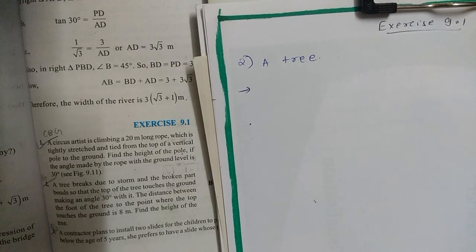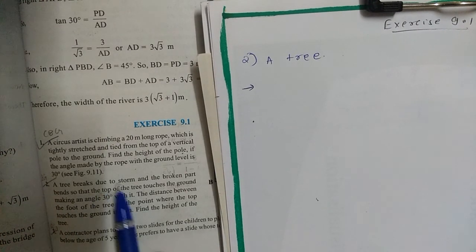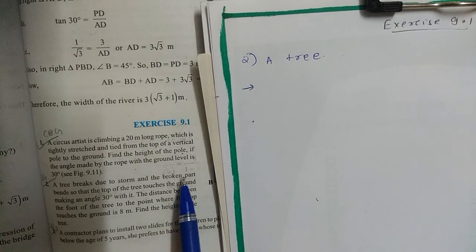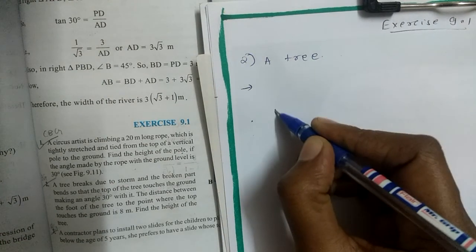Hello students, in this video I am going to explain exercise 9.1, the second question. The question is: a tree breaks due to a storm and the broken part bends so that the top of the tree touches the ground, making an angle of 30 degrees with it. What is the ground here? We will draw a figure so that we will understand.